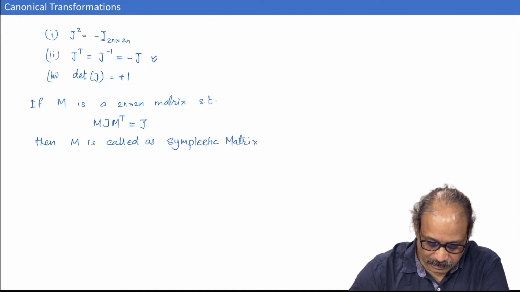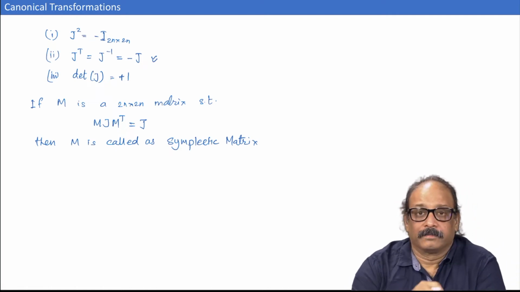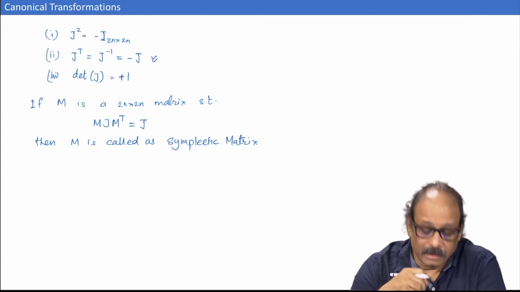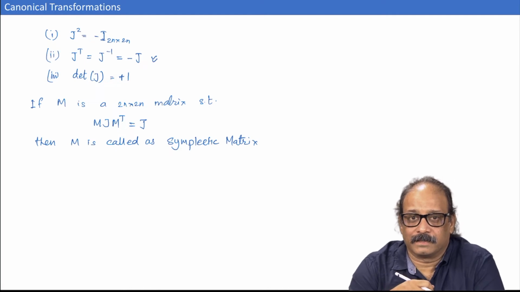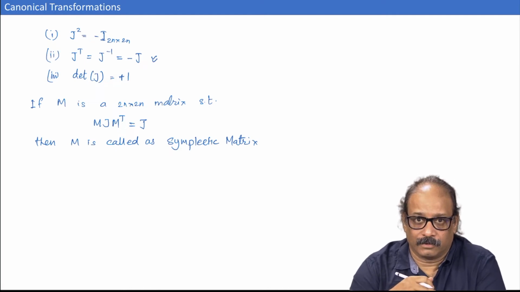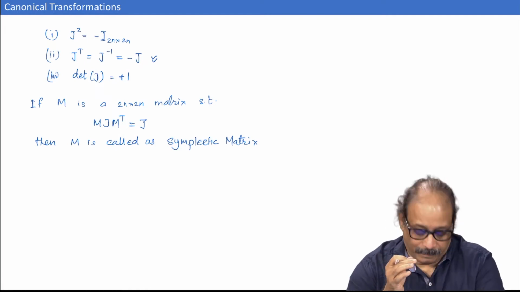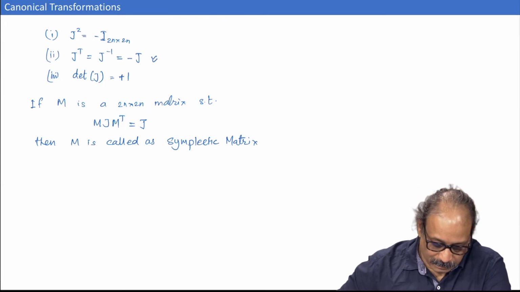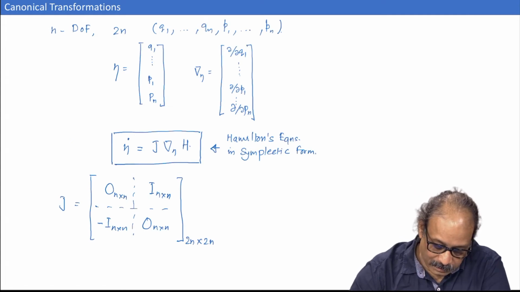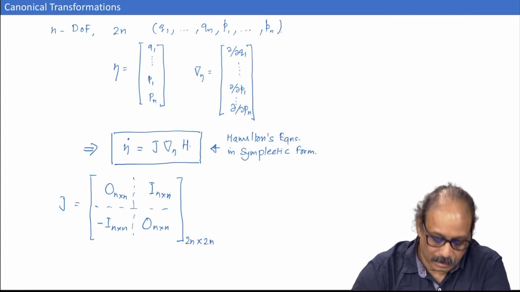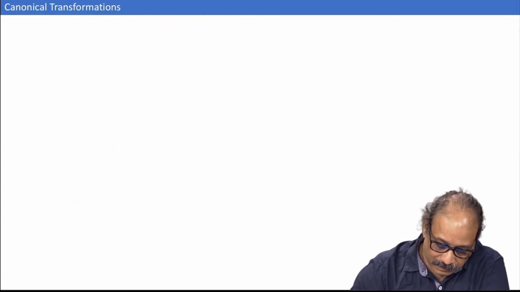We will make use of this definition of symplectic matrix in a moment. And then of course, you can also see that identity is symplectic. For every symplectic matrix, there is an inverse matrix which is also symplectic, and so on. So, basically the set of symplectic matrices forms a group. We will explore that in a moment. So, these are Hamilton's equations in symplectic form. Now, let us apply this to the problem of canonical transformation.